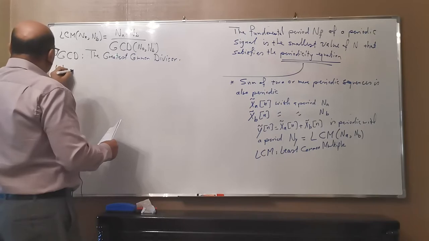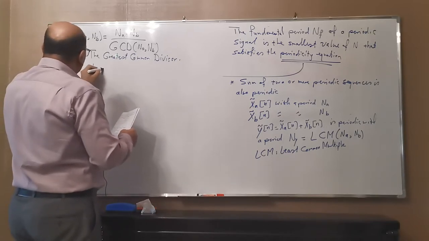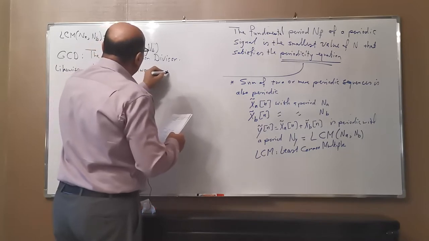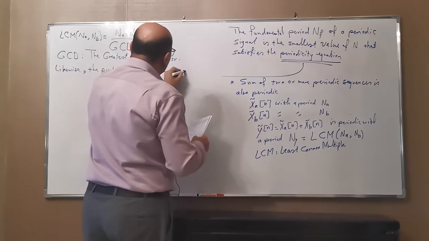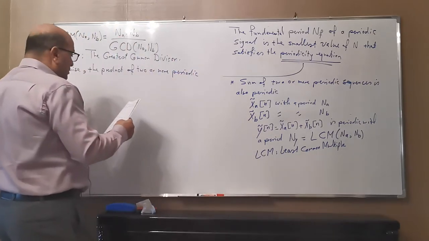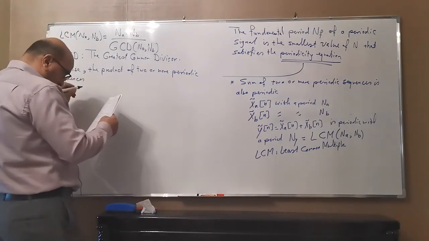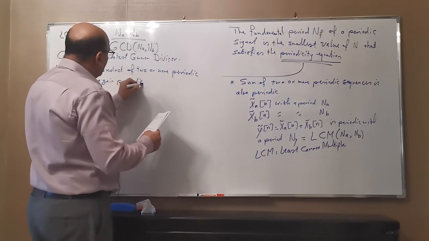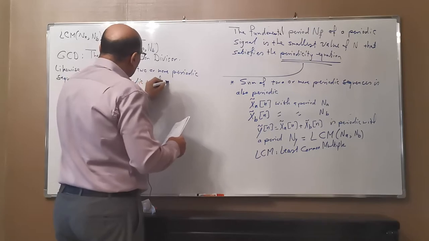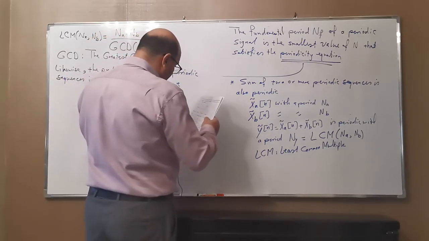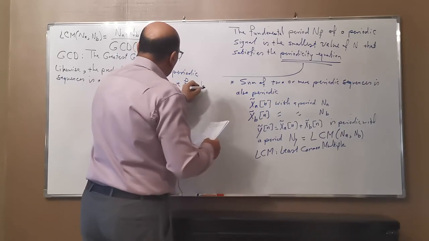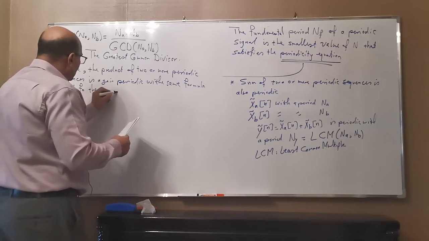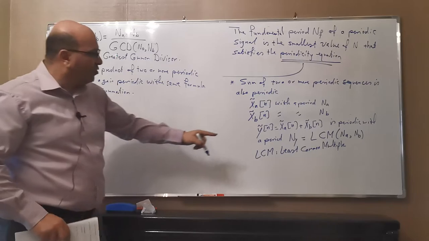Likewise, the product of two or more periodic sequences is again periodic, with the same formula used for the addition or the summation. Okay, so the same formula applies here.